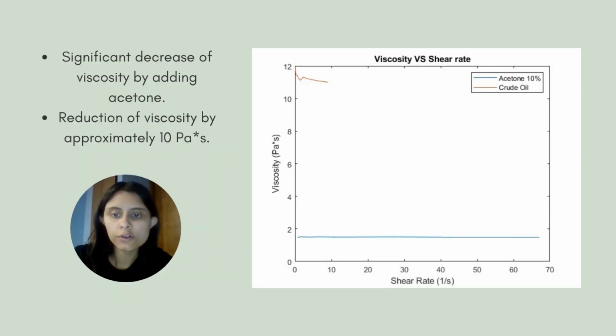The impact of the reduction of viscosity by adding acetone is seen in the graph. There is a significant decrease of viscosity by adding this polar solvent. This is shown because in comparison to the crude oil, there is a decrease of approximately 10 pascals per second of viscosity. Acetone is a polar solvent that works correctly to debilitate the forces that are present in the asphaltenes.